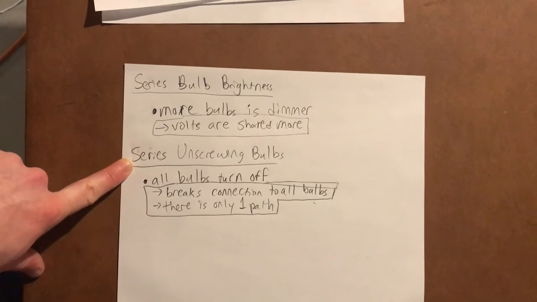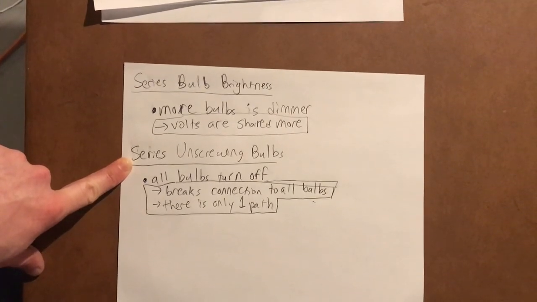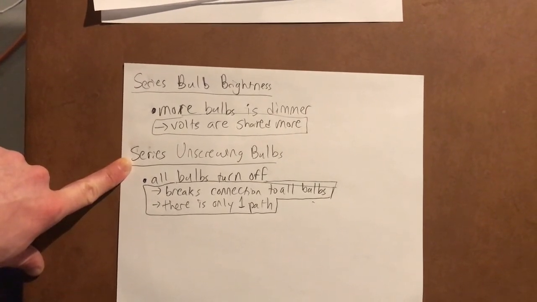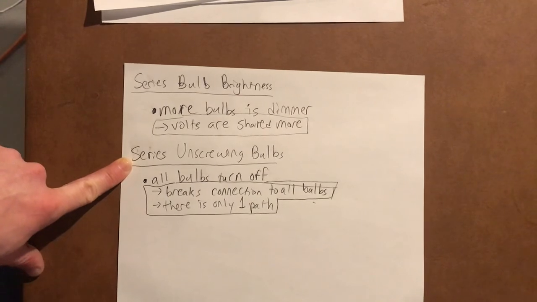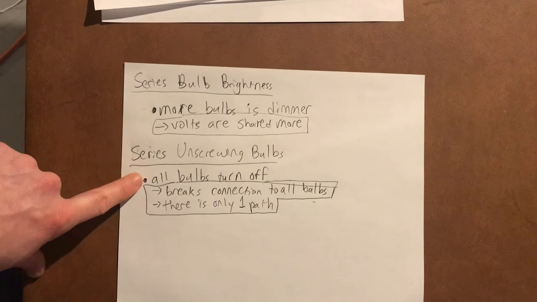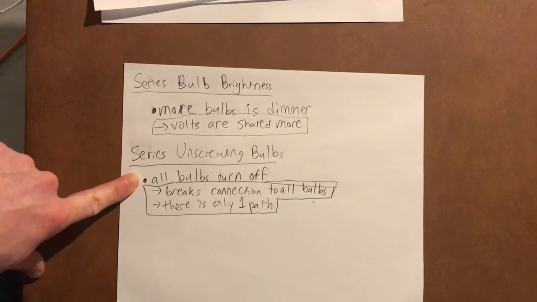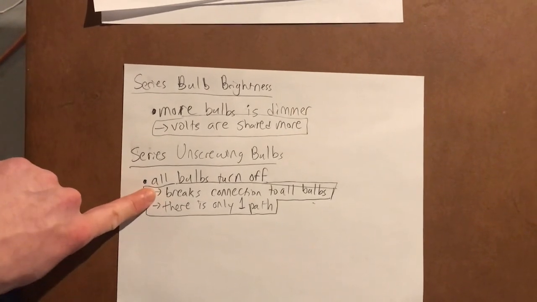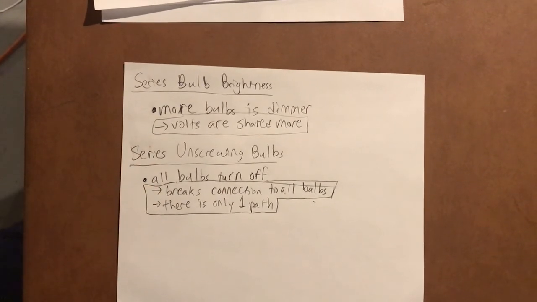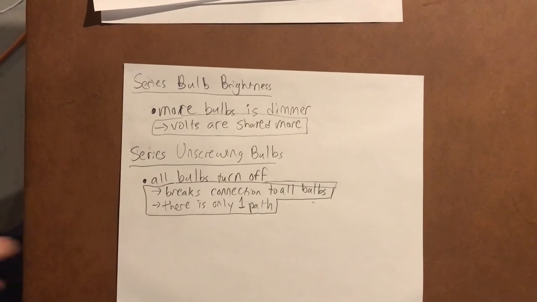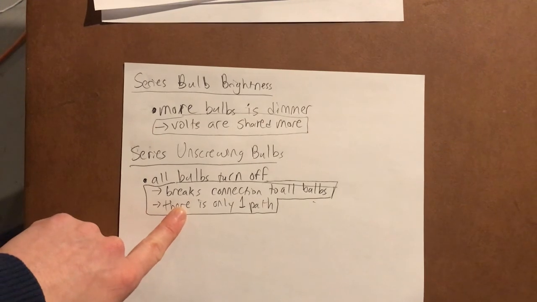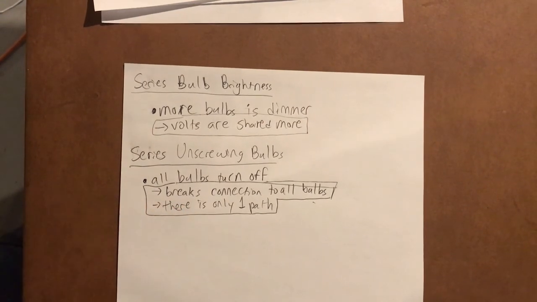Well, I'd also want to review here so you could write down your notes. What happens when you unscrew bulbs? Alright? In a series circuit, which we were just looking at, all the bulbs turn off. Why? Because it breaks the connection to all the other bulbs. Remember, there's only one path in a series circuit. So if one part of that path is broken, no electricity will flow at all. So unscrewing one of the bulbs breaks the path to all of the bulbs.